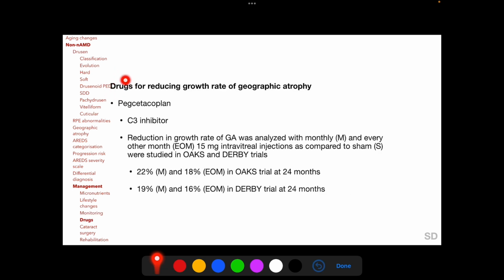Several drugs have been tried to reduce the growth rate of geographic atrophy, and currently there are 2 drugs approved by the FDA for this purpose, Pegcetacoplan and Avacincaptad. Pegcetacoplan inhibits complement factor C3, and the OAKS and DERBY trials found that when compared to sham injections, Pegcetacoplan reduced the growth rate of geographic atrophy by 22% with monthly injections and 18% with every other month injection at 24 months in the OAKS trial, with replicable results in the DERBY trial.